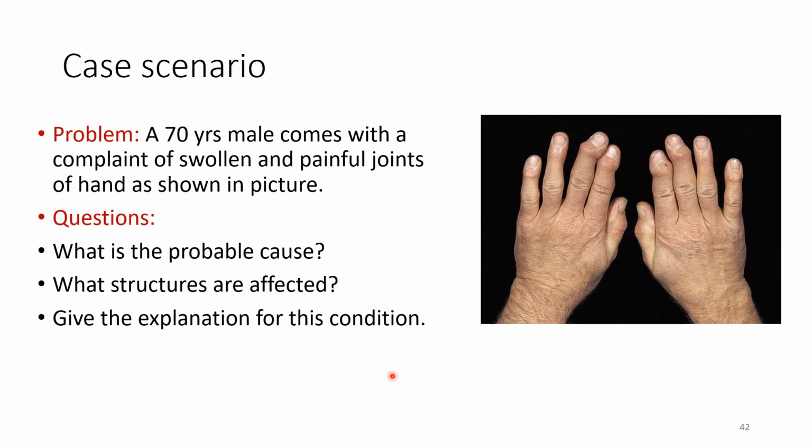And in the beginning of the lecture, I have presented a case scenario of a 70 years male with a complaint of swollen and painful joints of hands. You can observe the distal interphalangeal joints that are swollen, and we have put some questions. That is what is the probable cause, what structures are affected, and what is the explanation for this condition. After studying about the cartilage, now you will be in a position to answer these questions.